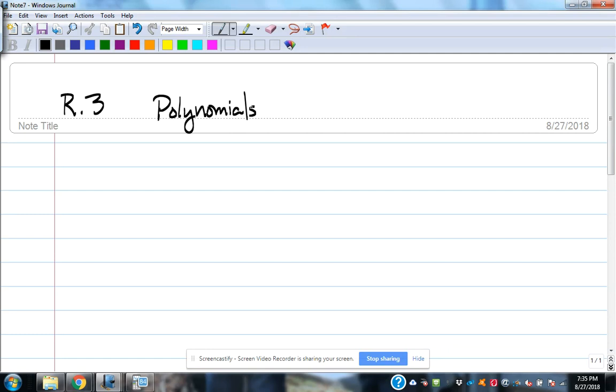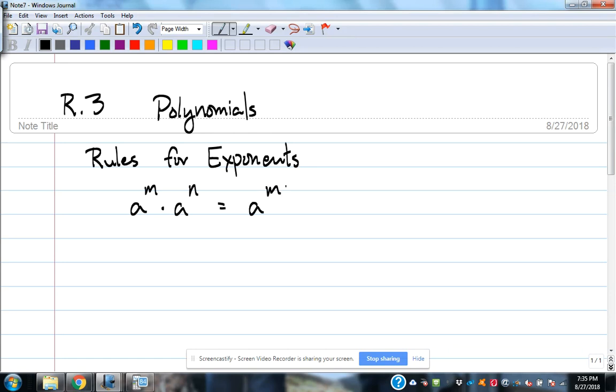Polynomials, just a little bit of polynomials. We're not really going to do much with them other than maybe add and subtract them and name some stuff with them. So first thing we're going to review are the rules for exponents. Rules for exponents. Okay. If I multiply bases that are the same, I add exponents.